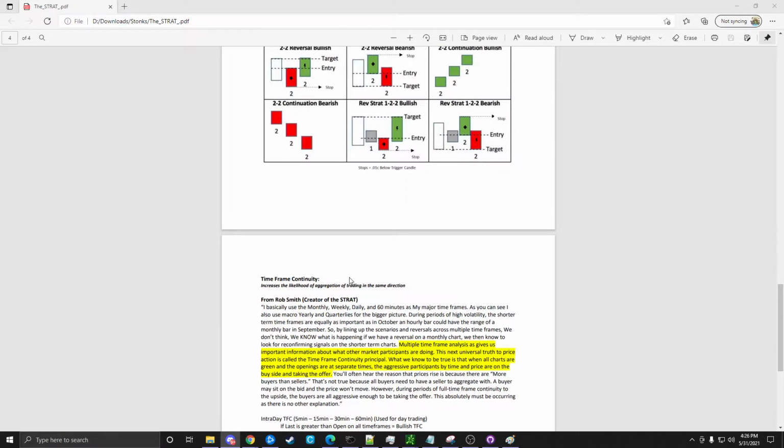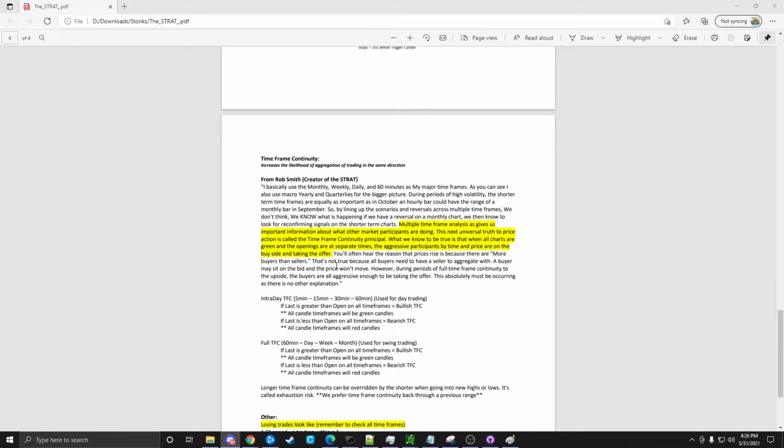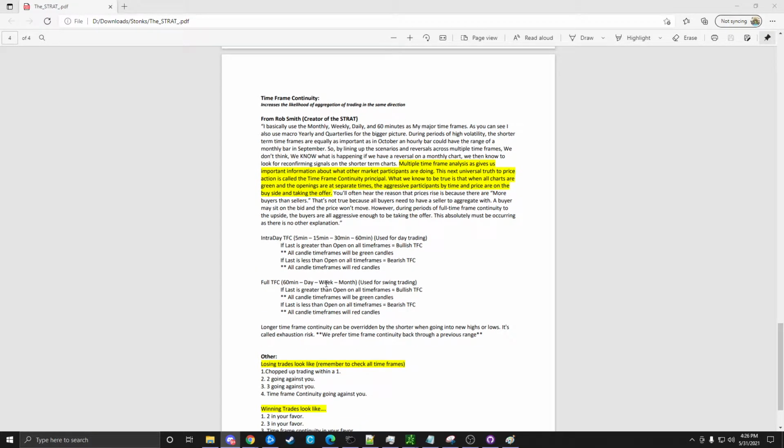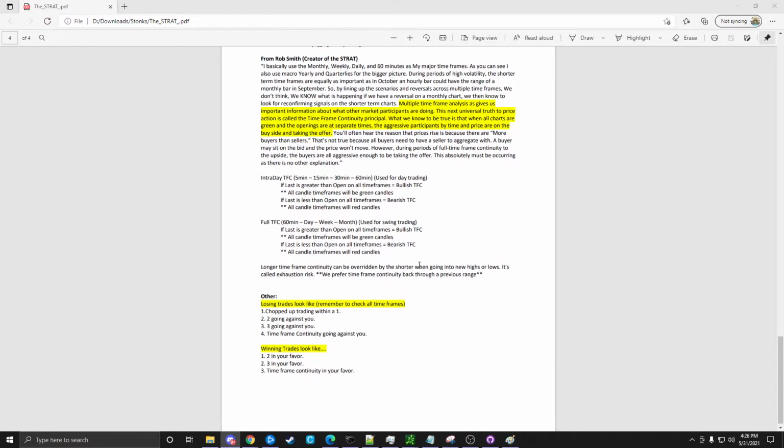So again, Rob, the guy that made the Strat, also talks about time frame continuity, using the 60, week, and day for trading your longs or your shorts. You want all of those to align, or quote unquote, the stars align, however you want to say. That way you can increase the likelihood of your trade, because obviously nothing is guaranteed.